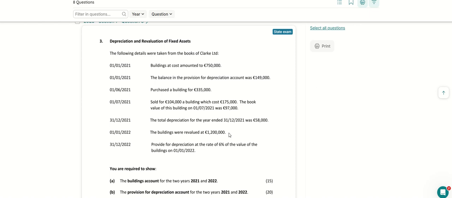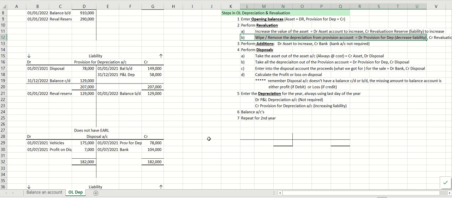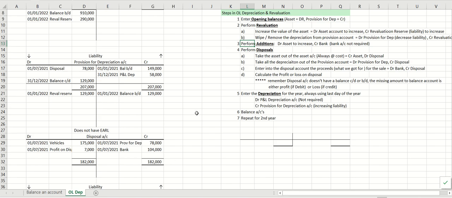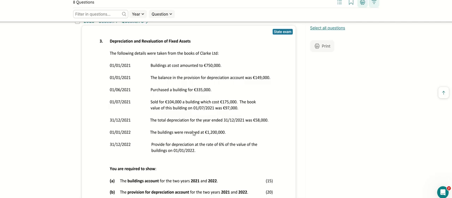So revaluation complete. Next step would be perform additions. There wasn't any additions in 2022. No additions. The next step is perform disposals. There wasn't any disposals in 2022 either, so we don't have to do that.